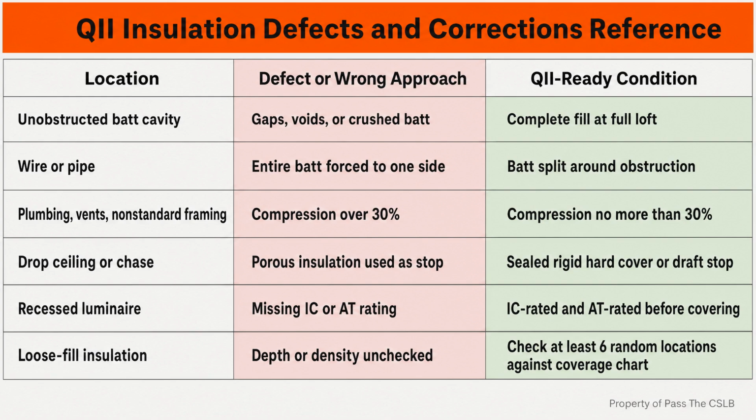Before calling for verification, I walk the work in the same order that defects become expensive. I start with boundaries at chases, drop ceilings, knee walls, and blocked areas. I check sealed joints and penetrations. I scan unobstructed bays for full fill and loft. I follow wires and pipes to see whether batts are split around them. I check constrained areas against the compression limit. I confirm fixture ratings and loose fill access. Finally, I verify that the correct installation record is ready and that the drywall crew understands the hold.